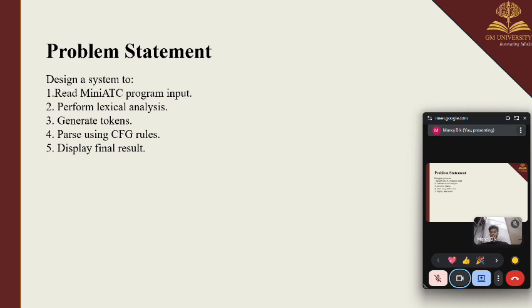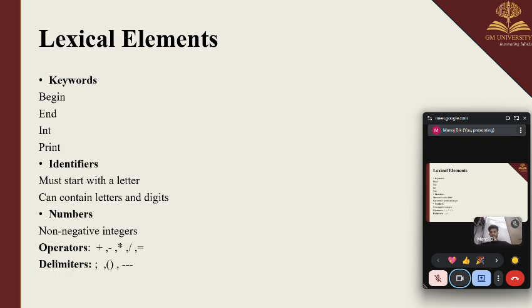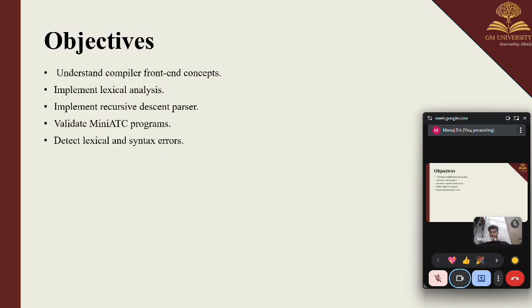Then objectives. Objectives of the project are: first, to study lexical analysis and token recognition; second, to implement finite automata concepts for identifying identifiers, numbers, keywords, and operators; third, to design a recursive descent parser using context-free grammar to detect lexical and syntax errors effectively in the Mini ATC language. Let me proceed with the Mini ATC language.